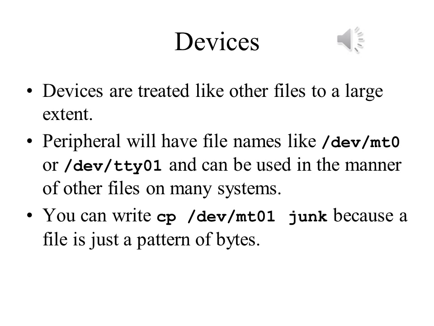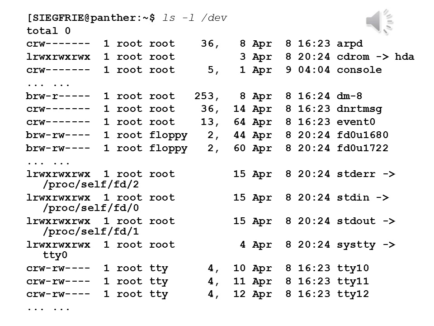As I mentioned before, the system to a large extent treats devices like it would any other file. That means there have to be directory entries for them. Peripheral devices will have file names such as slash dev slash mt0 or slash dev slash tty01 and may be used in the manner of other files on many systems. You can write cp slash dev slash mt01 junk because a file is considered just a pattern of bits.